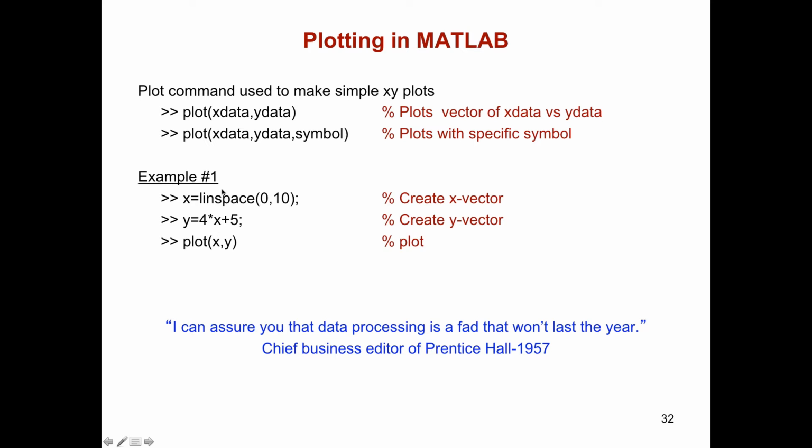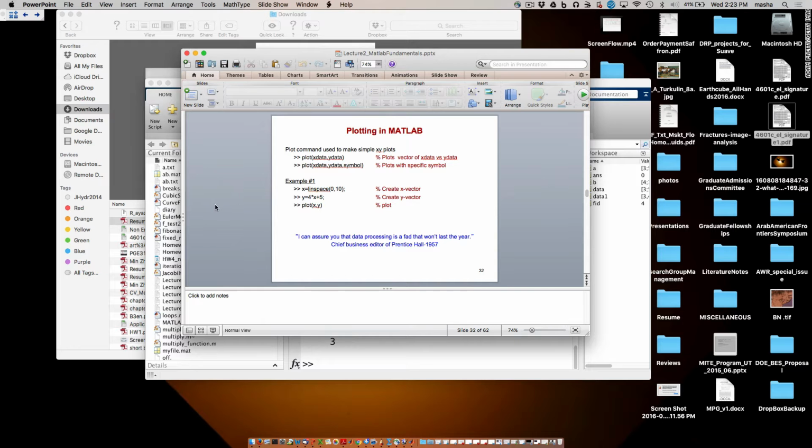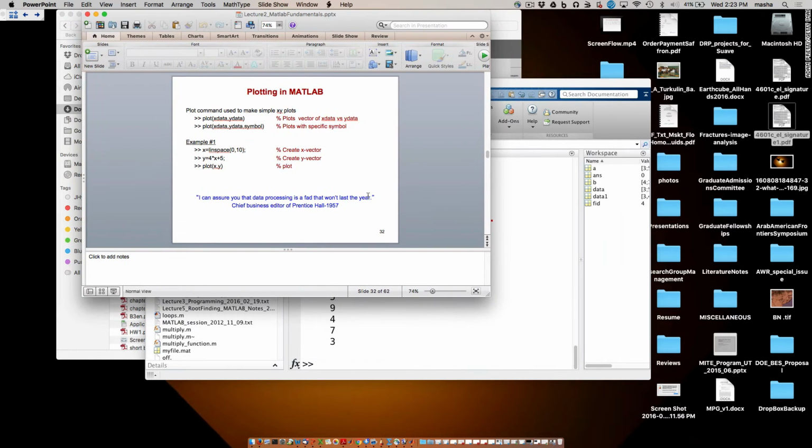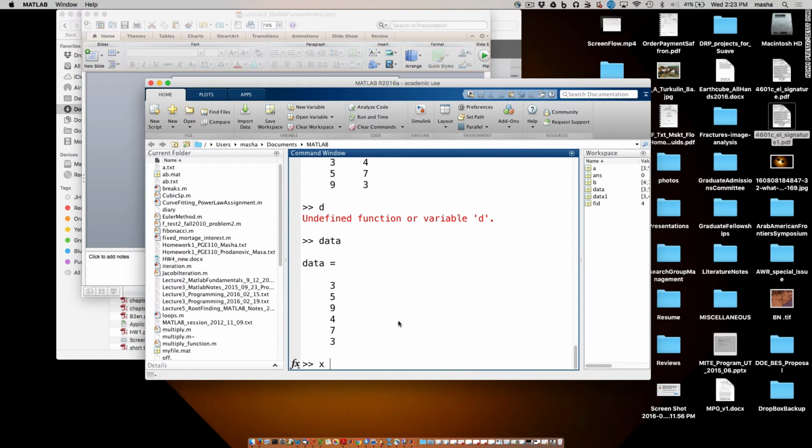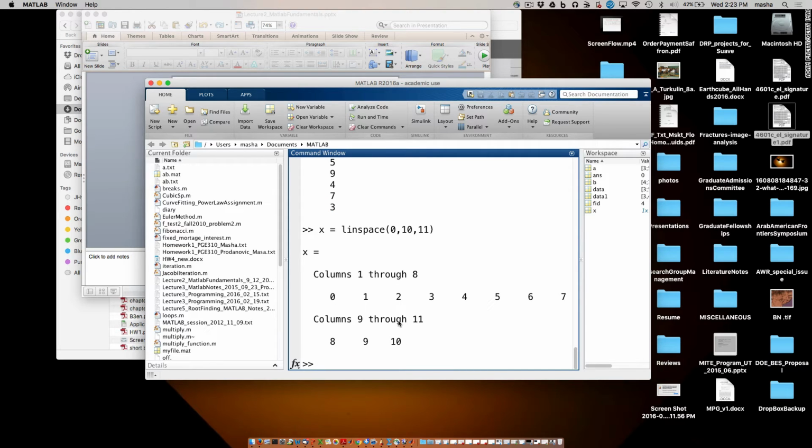So I'm gonna create myself a vector, a very simple vector. Gonna say x is linspace, which creates vectors between certain limits, so let's say 0 and 10, and I can tell it how many points I want. If I don't give it the number of points, it's gonna do 100. So there's a default value, but I'm gonna give it 11 points. So this is my x.